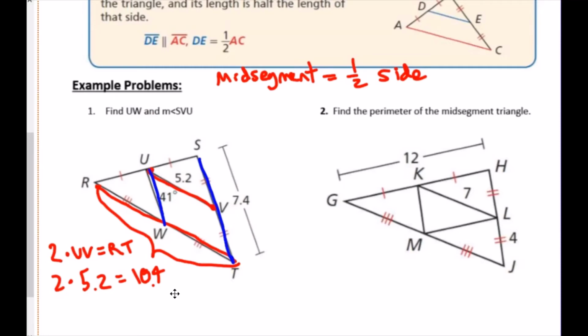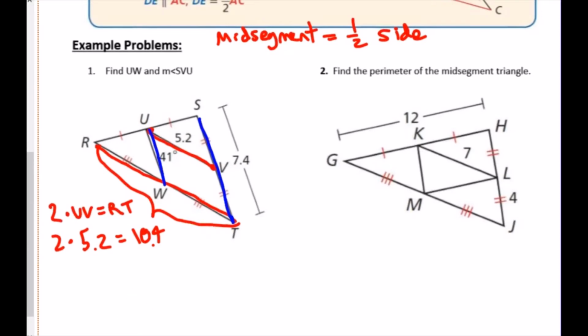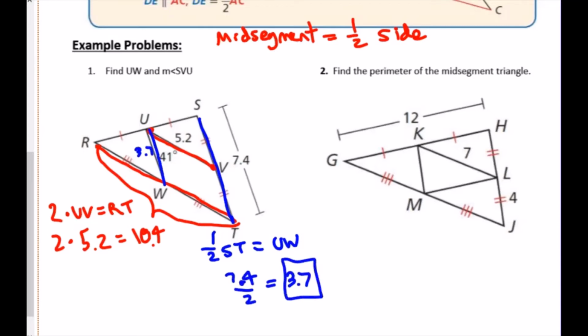Divide by 2. Okay, working backwards here. So, again, if you know the side, the midsegment is half. So 1/2 of ST is going to give me UW. So 7.4 divided by 2 will give me my answer. 7.4 divided by 2 is 3.7. So up here I put 3.7.